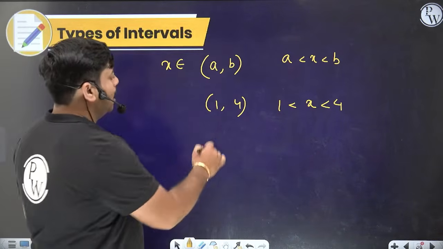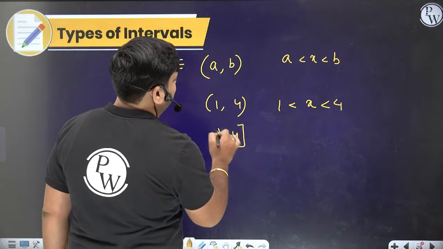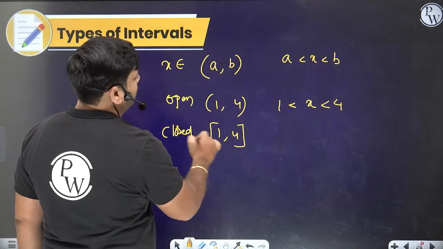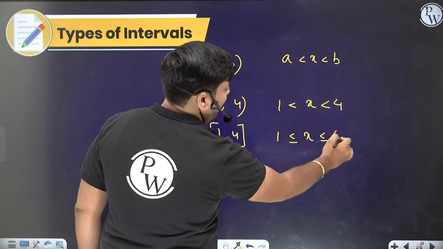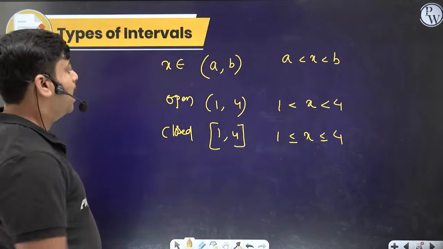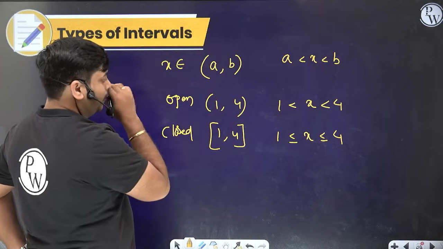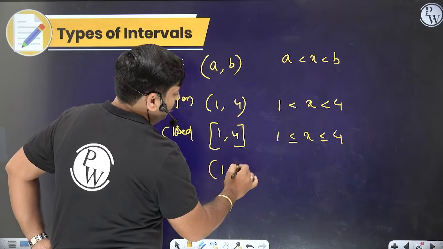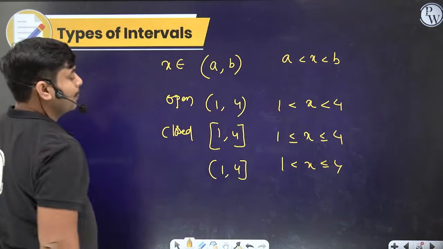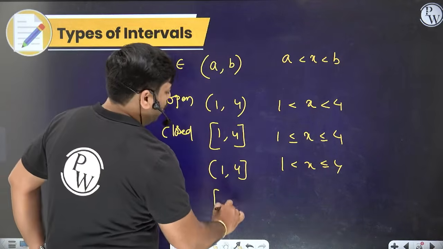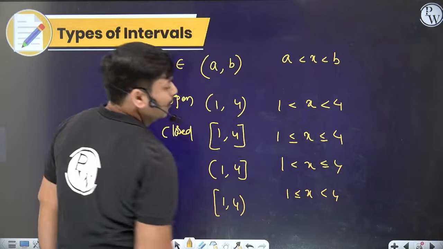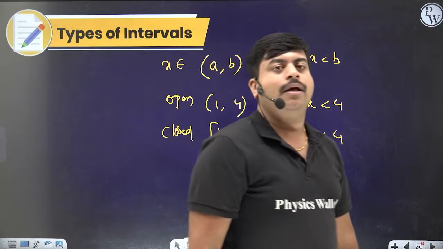Are you understanding? Let's say [1, 4] with square brackets. The round-bracket one is called an open interval. This is called a closed interval. So in a closed interval, 1 and 4 are also included. And then semi-open, semi-closed: one side open, one side closed. It is like 1 cannot be included, but 4 should be included. Or you can have 1 like this and 4 like this, so 1 is less than or equal to x less than 4. Are you understanding, people? All right.